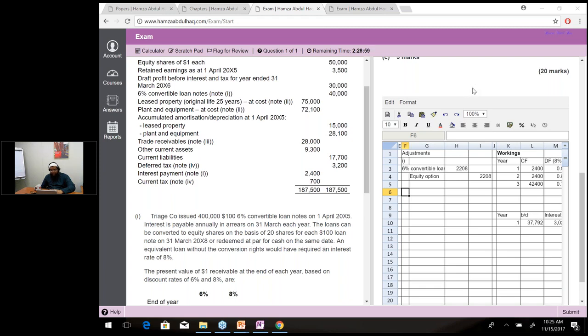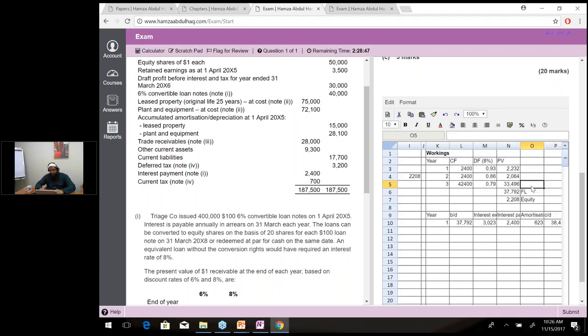Talal Hassan wants me to repeat the entry. Talal, the entry that I've recorded is actually the convertible loan notes were recorded by the examiner at 40,000. But according to our working, the loan note should be at 37792. So we should reduce the liability by 2208. So I've debited the liability and I've recorded the same 2208 as a part of equity, because this is the equity component. So we have actually divided the 40,000 between liability and equity, 37792 liability and 2208 equity.